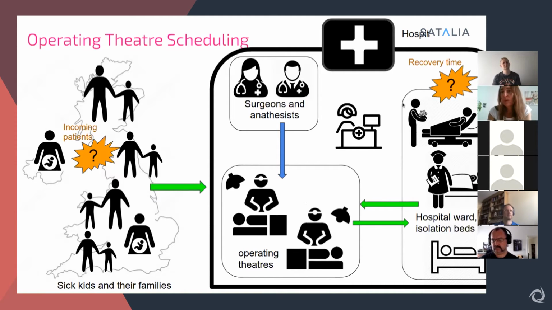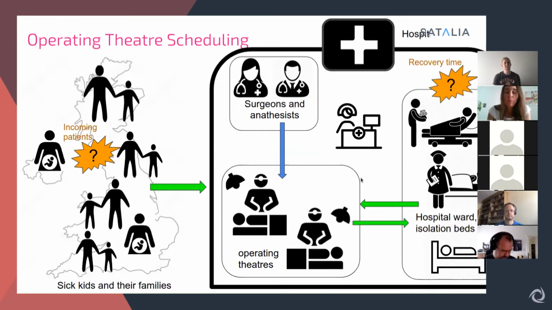On the other hand, we also don't know the recovery time because we cannot predict very well the outcome of the operation. So we can predict that a person might need to go to an isolation bed, but we cannot tell how long they're going to be in an isolation bed.